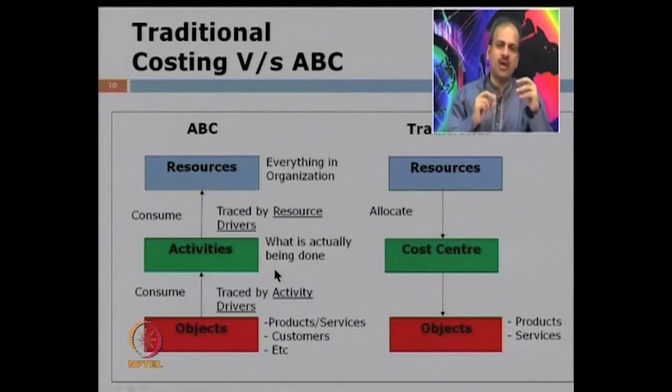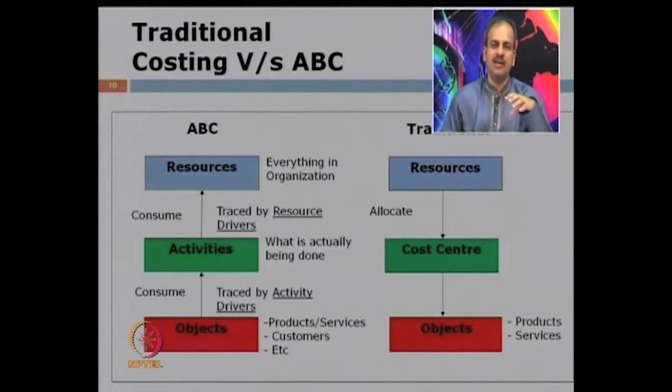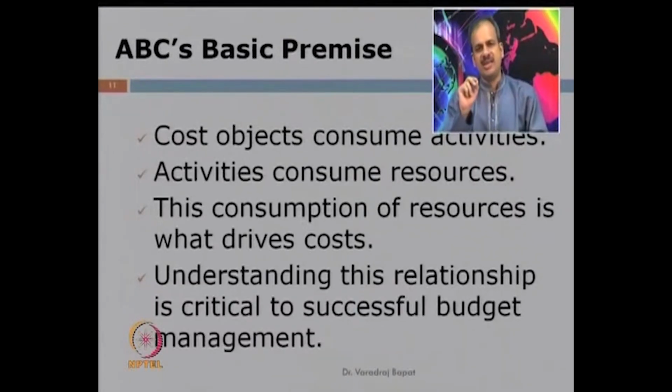So we have two sets of cost drivers. One is the resource drivers, where we try to link resources to activities, and then you have activity drivers which try to link activities to objects. This is a more sophisticated system than traditional costing. It requires more details. The basic premise is that cost objects consume activities and activities consume resources. This consumption of resources is what drives the cost, because no resource will come for free. We have to pay for the resource, so we have to incur some cost.